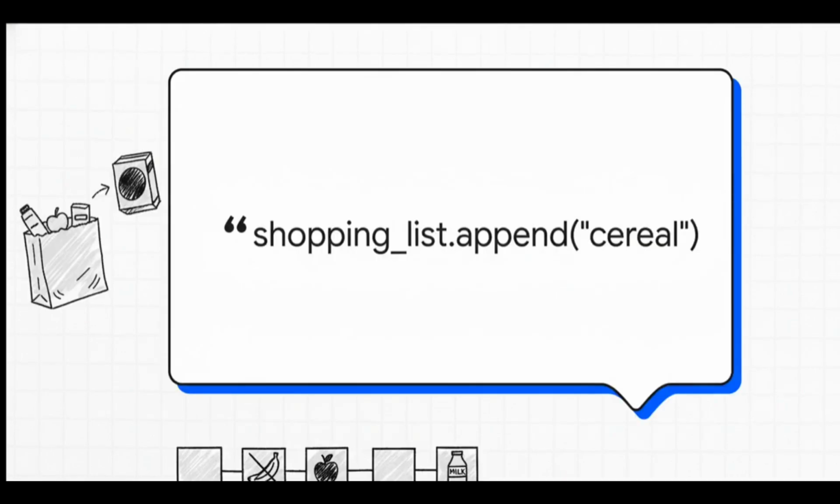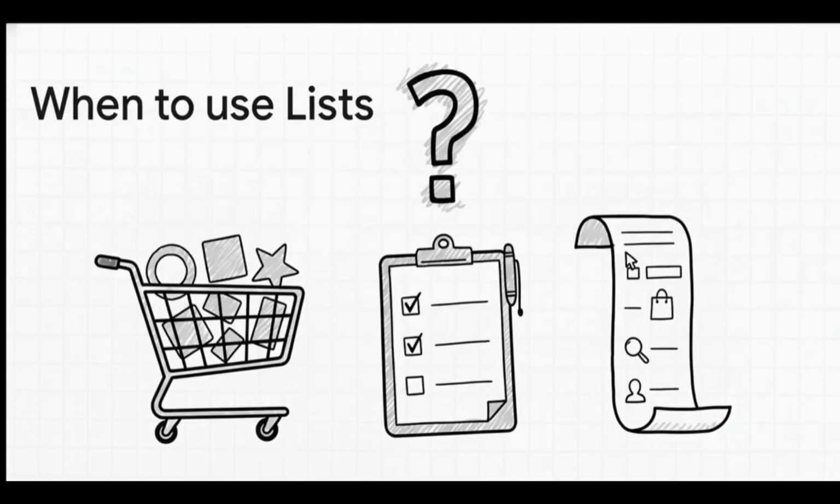And check out how simple this is in practice. We've got our shopping list. We decide we need cereal. We just append it. That's it. We can even remove things just as easily. The list just handles it, adapts on the fly, no complaints, no fuss. So where do lists really shine? Well, pretty much any time you have no idea how big your collection is going to get. That shopping cart is the classic example, right?